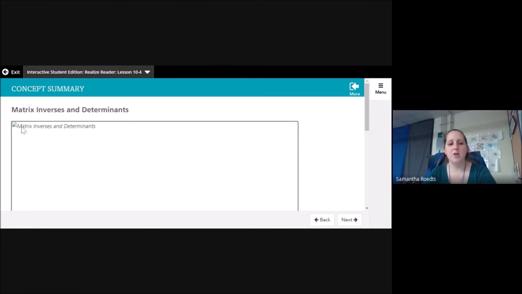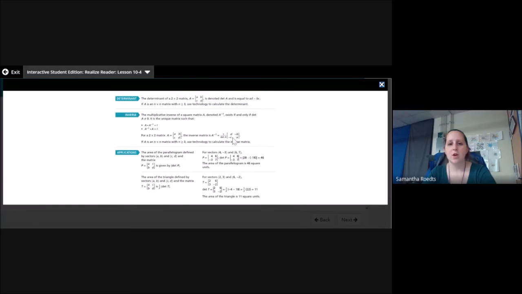Okay. Concept summary, matrix inverses and determinants. The determinant of a 2 by 2 matrix A equals A, B, C, D is denoted det A and is equal to AD minus BC. If A is an n by n matrix with n greater than or equal to 3, I use technology to calculate the determinant. Inverses. The multiplicative inverse of a square matrix A, denoted by A to the negative first power, exists if and only if det A does not equal 0. It is a unique matrix such that A times the inverse of A equals I, where I is the identity matrix, and the inverse of A times A equals I.